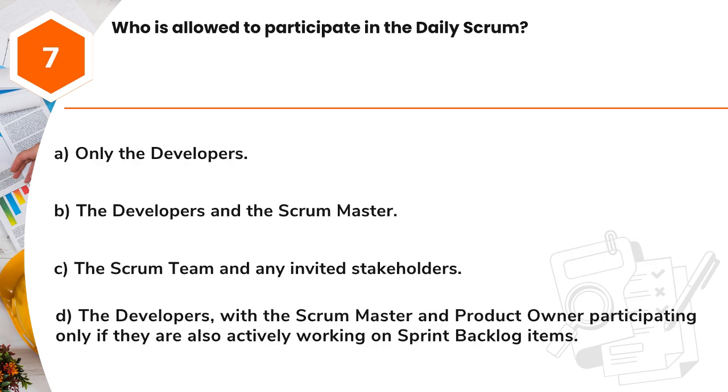Question 7. Who is allowed to participate in the daily Scrum? A. Only the developers. B. The developers and the Scrum Master. C. The Scrum team and any invited stakeholders. D. The developers, with the Scrum Master and Product Owner participating only if they are also actively working on sprint backlog items.